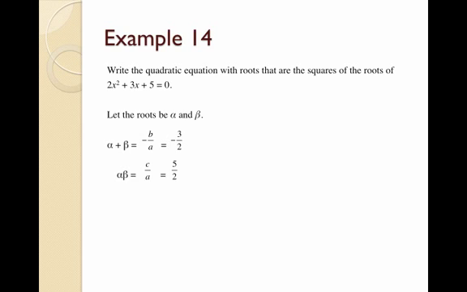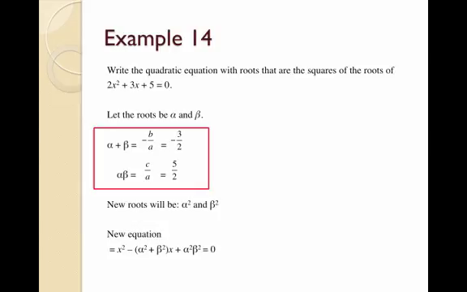Now, we're going to try and write a new equation whose roots will be the squares of our given roots. So our new roots will be alpha squared and beta squared. This gives our new equation a form. Our new equation will be x squared minus the sum of our new roots plus the product of our new roots, which will equal 0. Now, we know what alpha plus beta is, and we know what alpha beta is, but we don't know what alpha squared plus beta squared is, or what alpha squared times beta squared is. So we're going to have to try and rewrite our roots from our given equation so it says alpha squared and beta squared. So let's see how to do that.